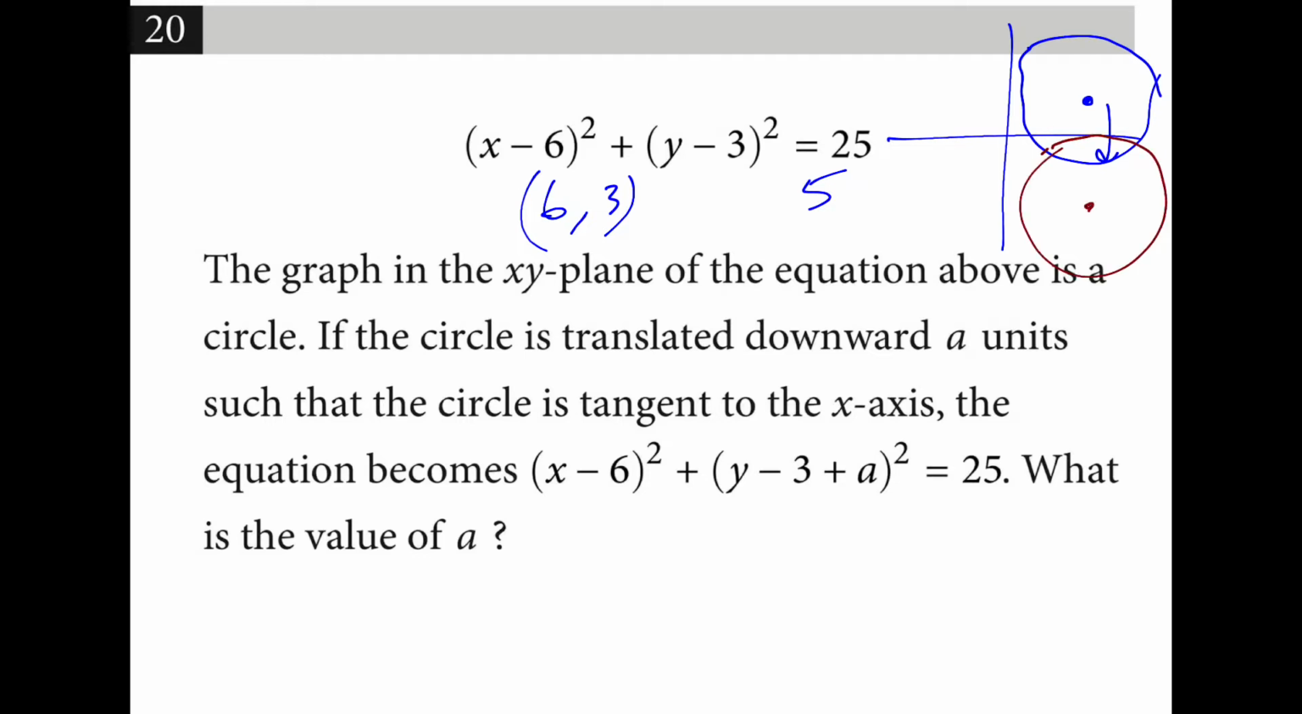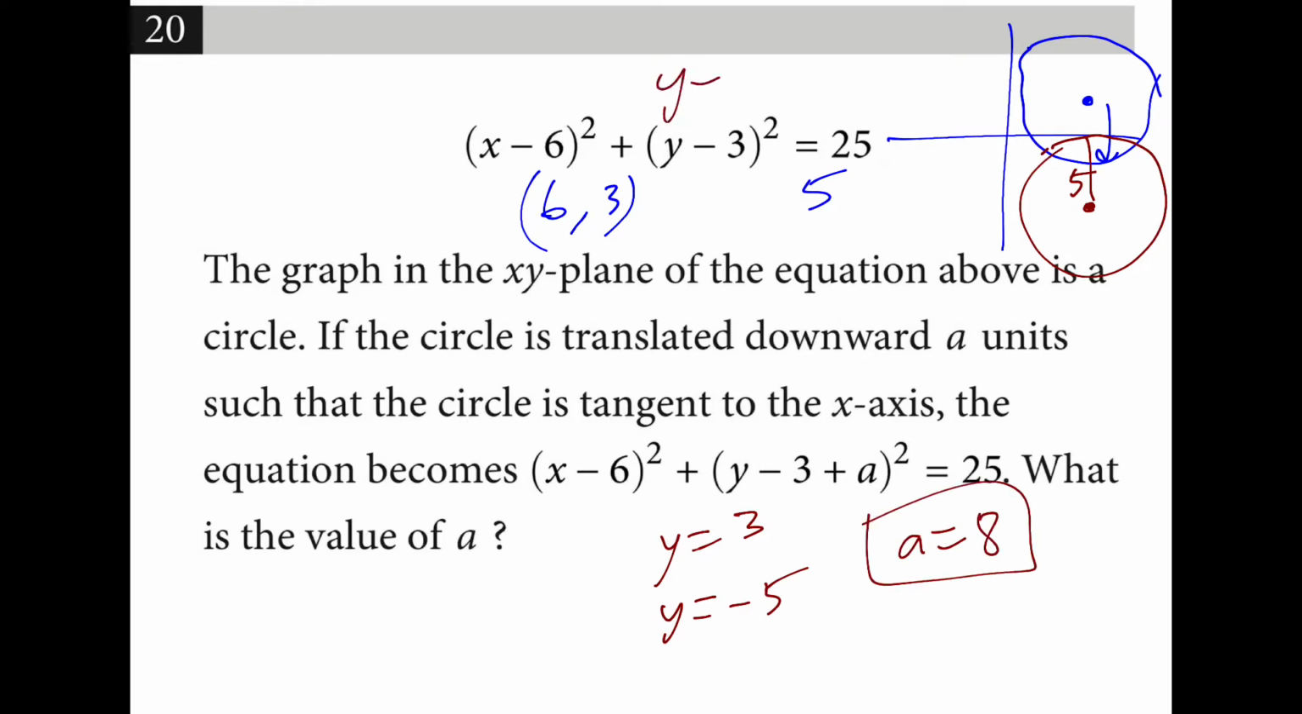And our new center is going to be 5 below. So we want to go from a y value of 3 to our new value of y being negative 5. So we have to go down 8. Since we are subtracting already, a is just going to equal 8, since the formula is y minus k squared. So if we want to subtract 8, we have to take the inverse and add 8.